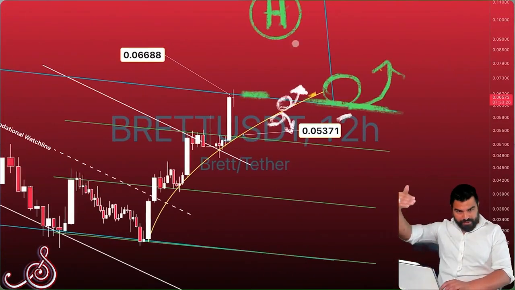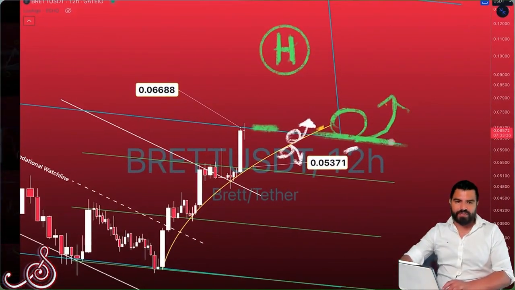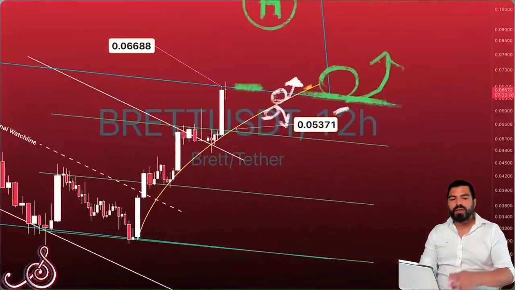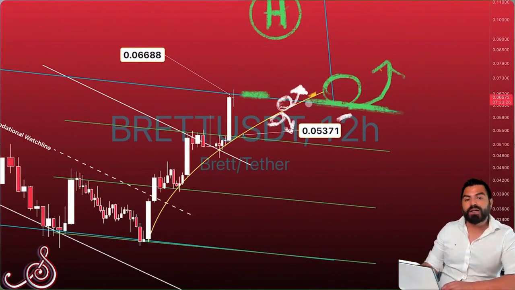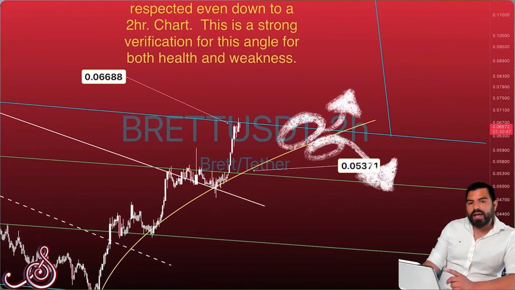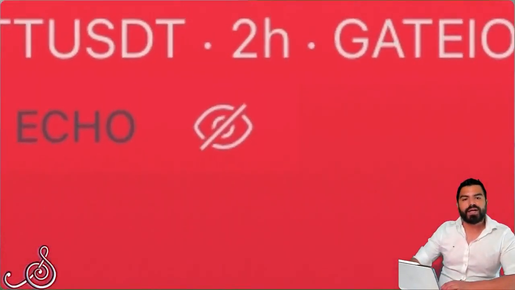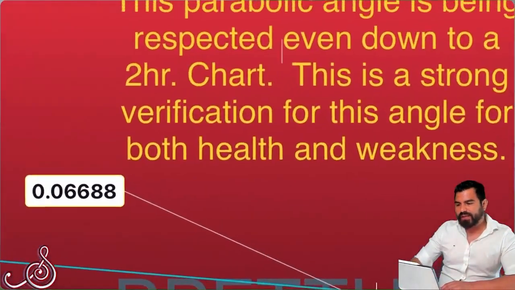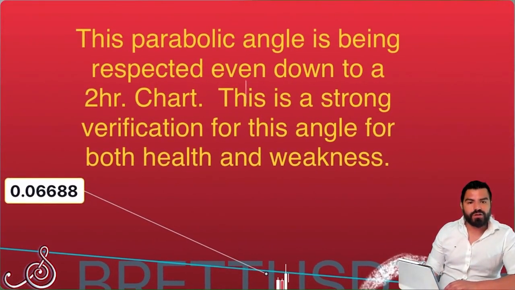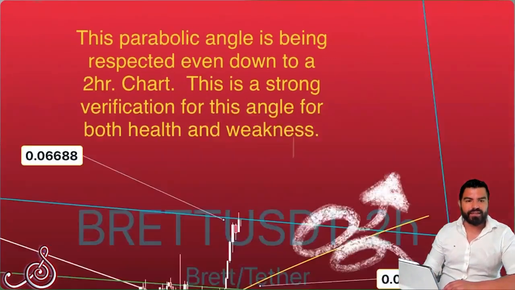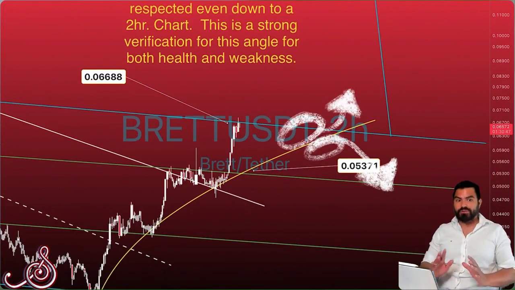Now, again, that major high area is still above that area, above the blue line. Okay, that's what I really want to buy. The other thing about this parabolic I really want you to pay attention to, and if you only drew one line, draw this parabolic. Because this is a 2-hour chart. Okay, 2 hours, see? 2H. And I said this parabolic angle is being respected even down to a 2-hour chart. This is a strong verification of this angle for both strength and weakness. When I see a monthly chart being respected by a weekly and a daily chart, that angle is really important.